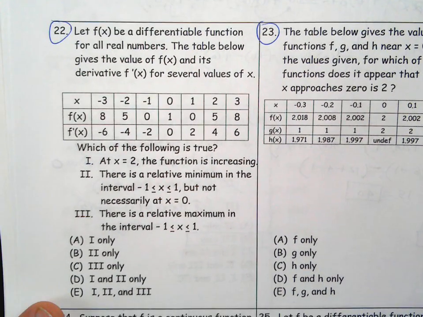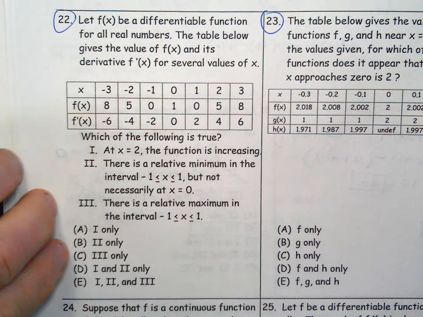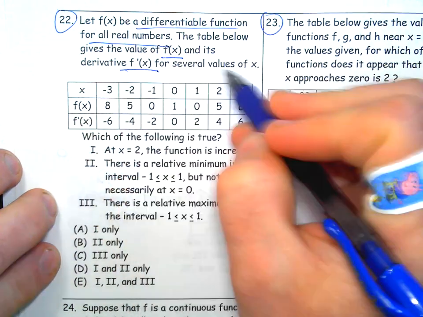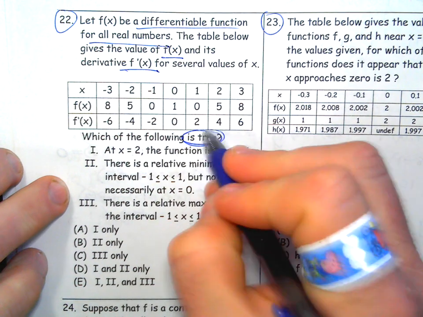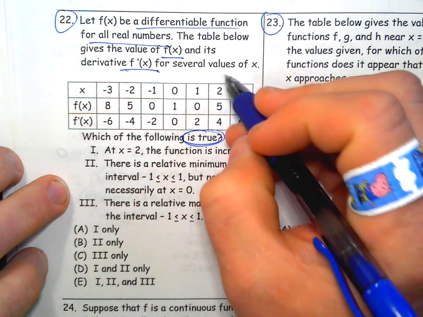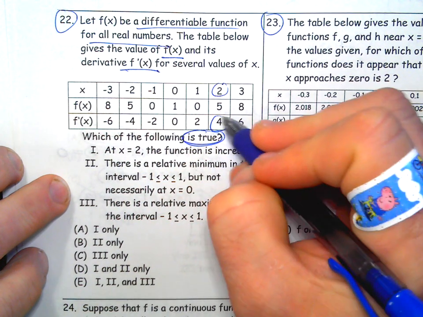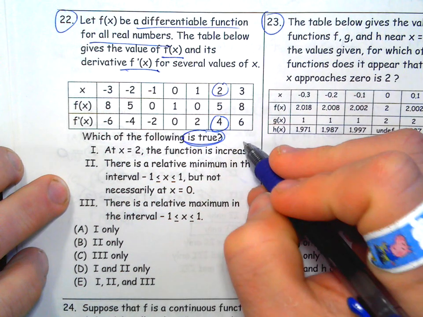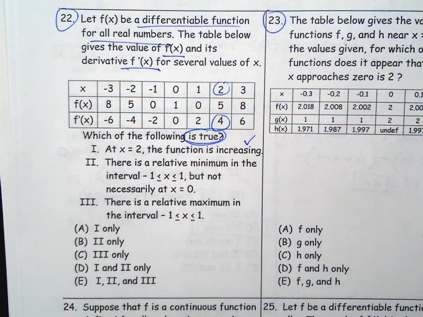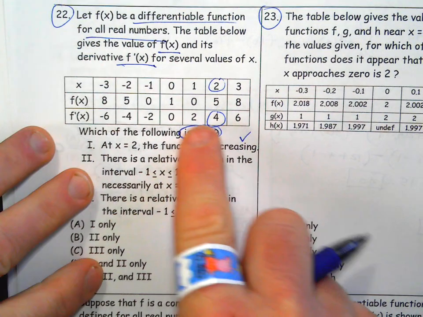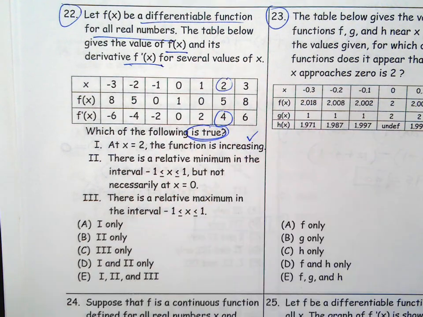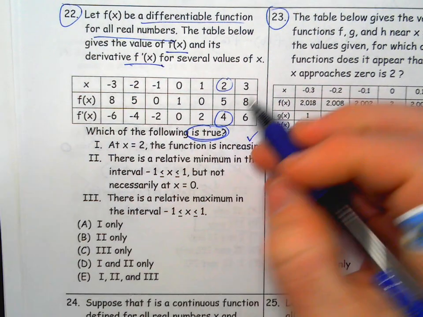So 22 says, let f be a differentiable function for all real numbers. The table below gives values of f and its derivative for certain values. Which of the following is true? At x equals 2, the function is increasing. Well, here's x equals 2, and the derivative is positive. So I would say yes, the function's increasing, right? It's not enough to look at the table and say, oh, it's going up, so it's increasing. That doesn't matter, because it could be doing a lot of weird things in between that you don't know. But specifically, if the derivative is positive, then it's increasing.